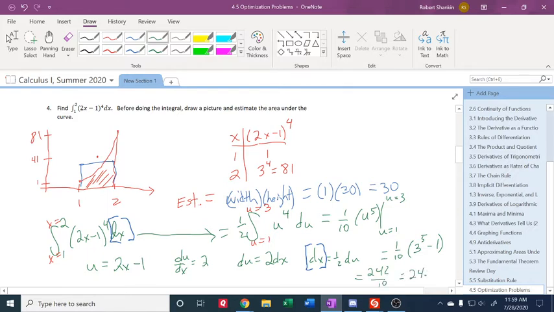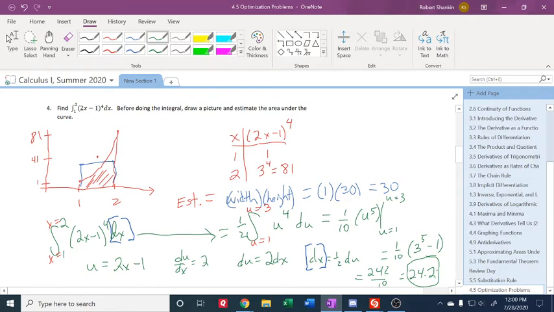Which is 24.2. And what had I estimated? I was a little bit high. In my picture it does kind of look a little high. I think I should have gone a little lower, because this area up here won't fill in all of this. 24.2 is the area underneath this curve, 2x minus 1 to the 4th, between 1 and 2. And that's the area right there.